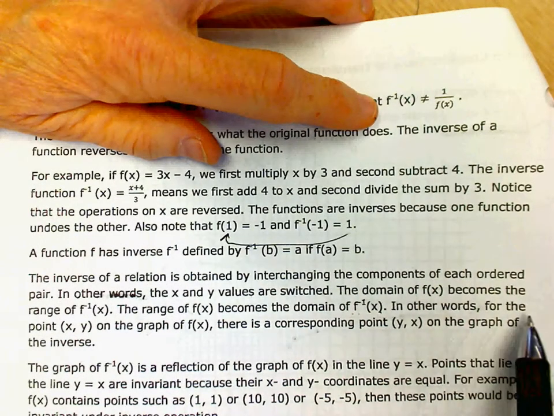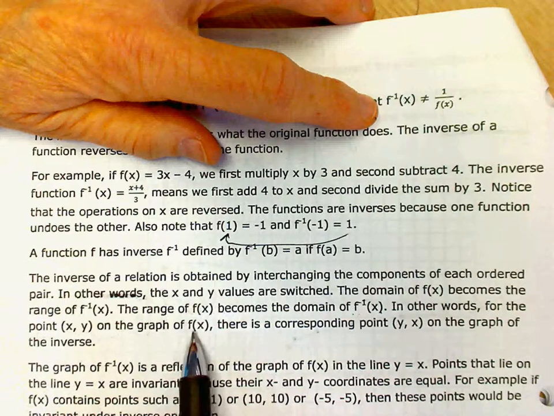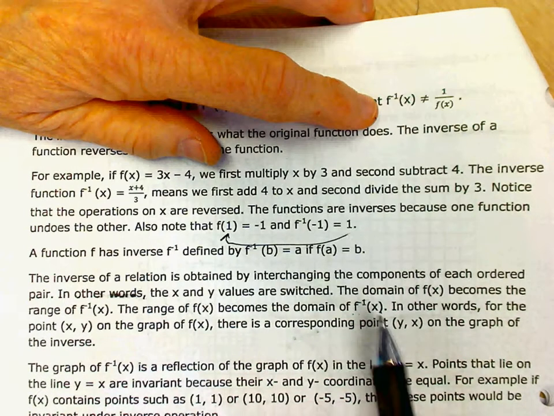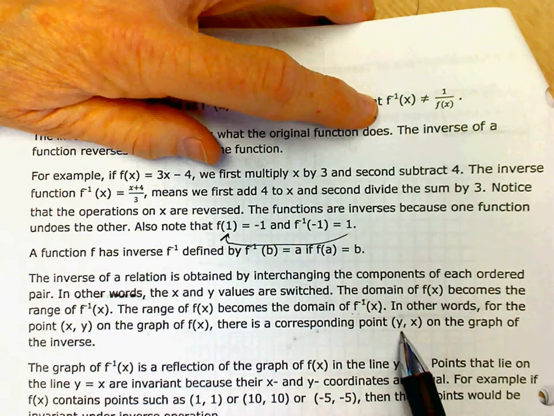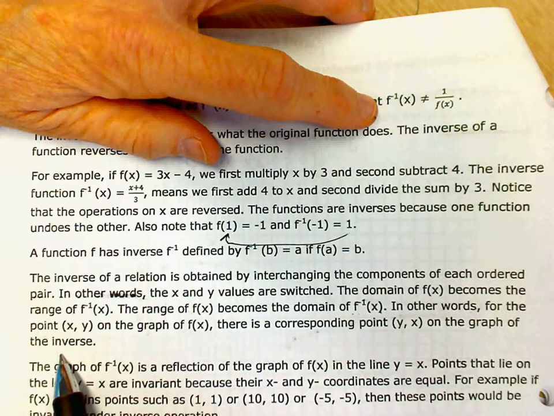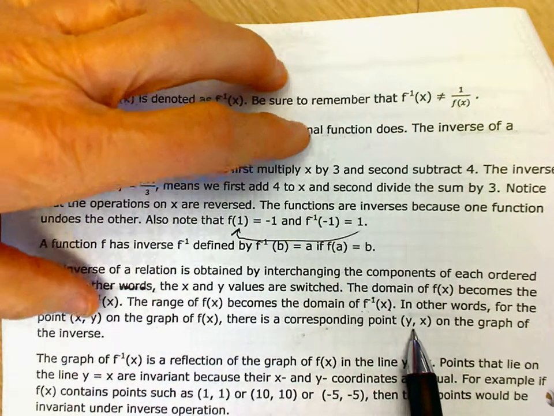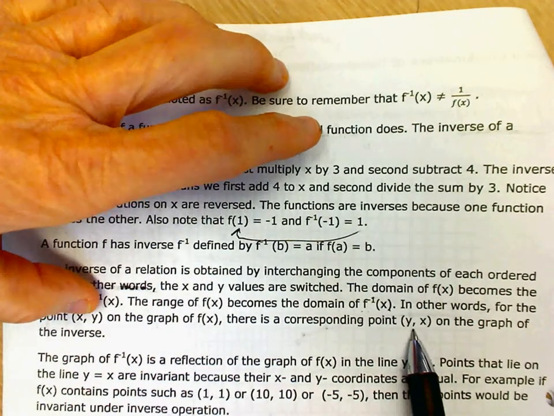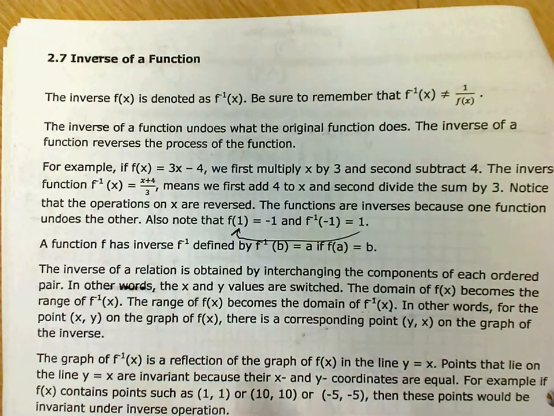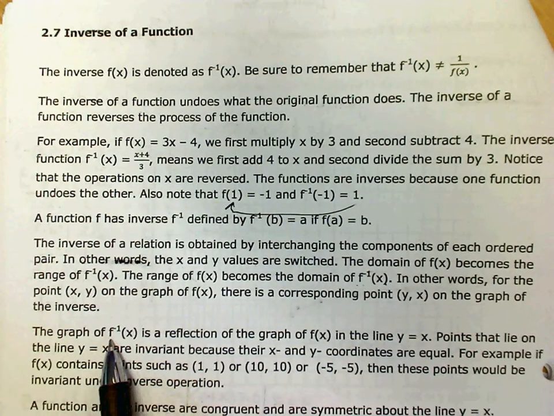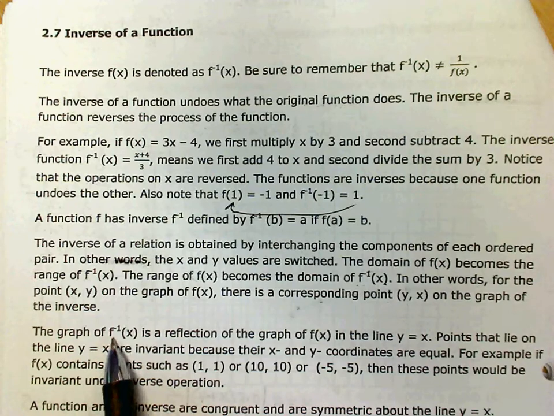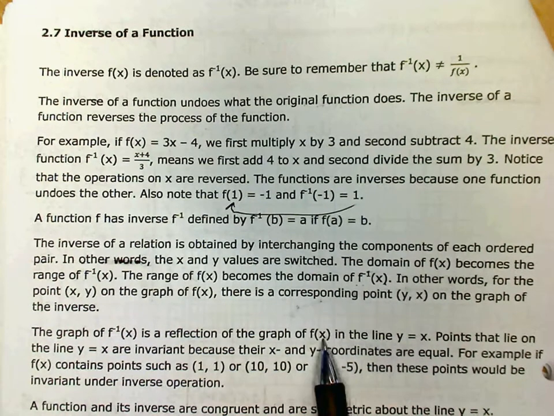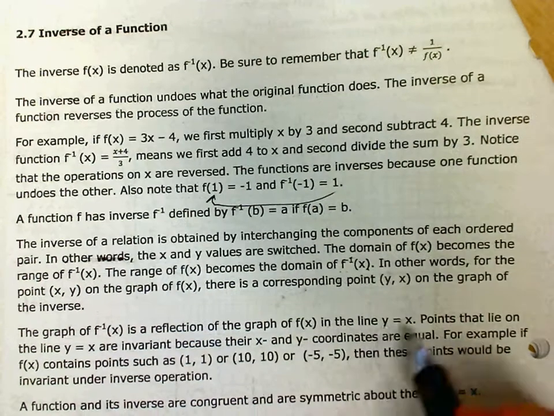In other words, for the point (x, y) on the graph of f of x, there's a corresponding point (y, x) on the graph of the inverse. So this point is the inverse of that point. As I mentioned before, the graph of the inverse function f -1 of x is a reflection of the graph of f of x in the y equals x line.